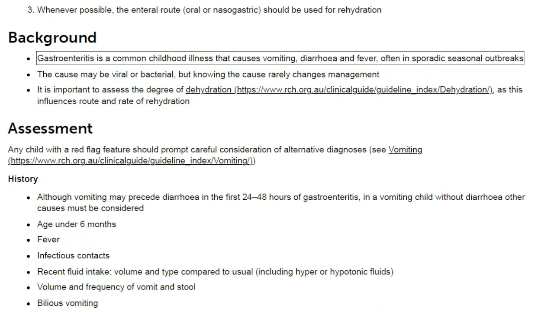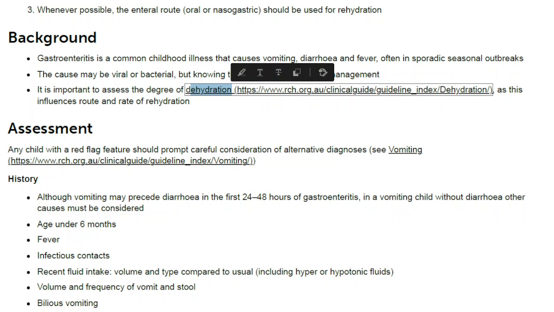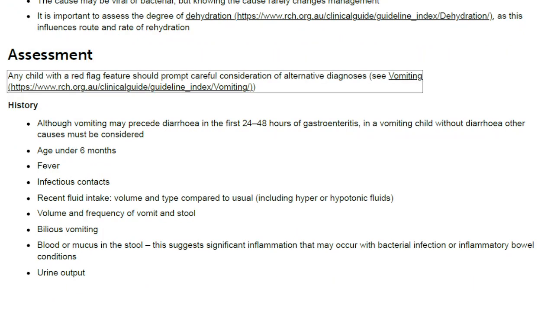Background. Gastroenteritis is a common childhood illness that causes vomiting, diarrhea and fever, often in sporadic seasonal outbreaks. The cause may be viral or bacterial, but knowing the cause rarely changes management. It is important to assess the degree of dehydration, as this influences route and rate of rehydration. Assessment.